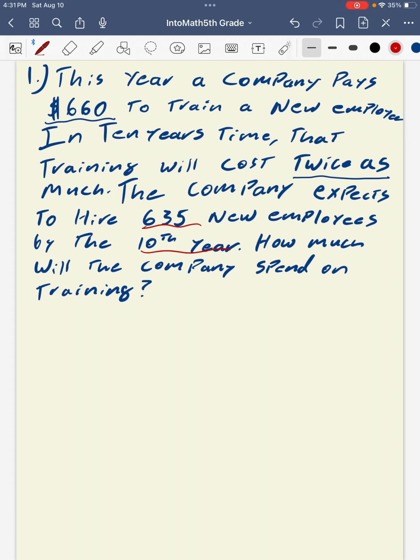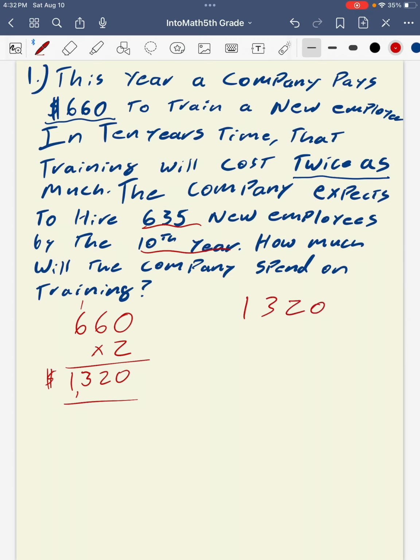So first off, we need to figure out what the total cost of training one employee is in 10 years' time. To do this, we are multiplying 660 times 2. 2 times 0 is 0. 2 times 6 is 12. I carry my 1 over to my hundreds. 2 times 6 is 12, plus another 1 makes it 13. So in 10 years' time, it will cost $1,320 to train one employee.